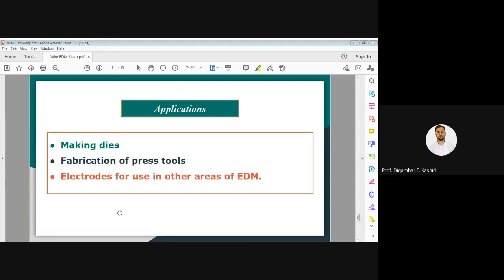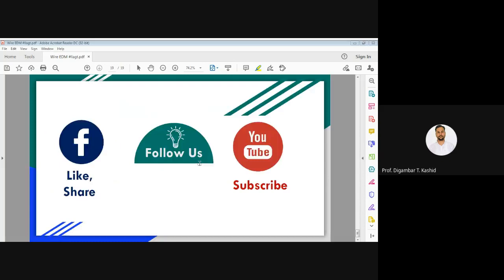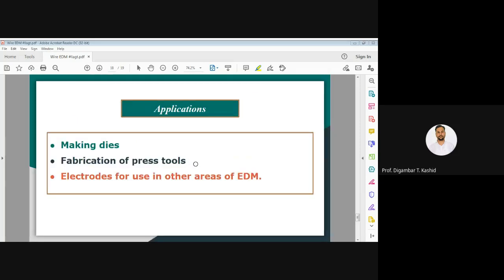Lastly I have mentioned some applications. This process is used for making dies, fabrication of press tools, then electrodes. It is used for fabrication of electrodes, which are used for other EDM processes. With this, we have covered all the points related to the wire cut EDM process.